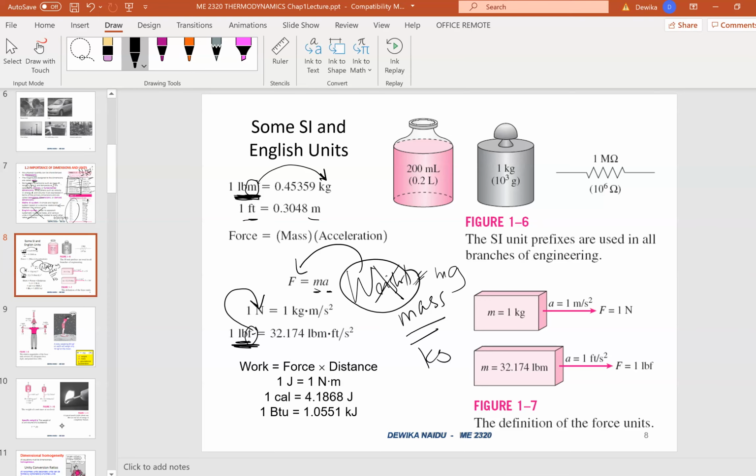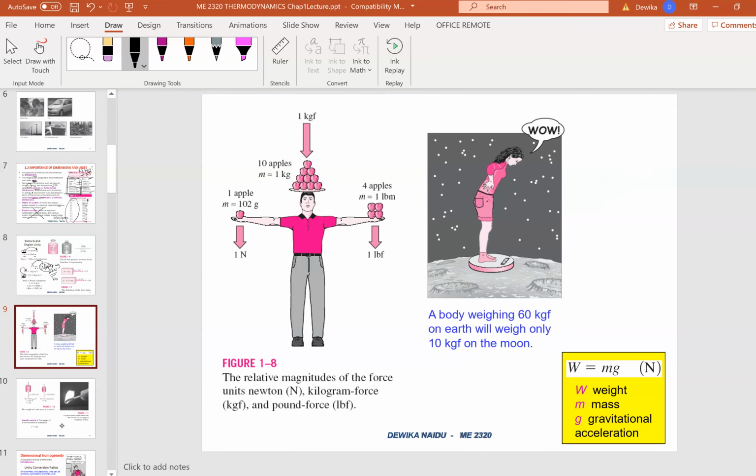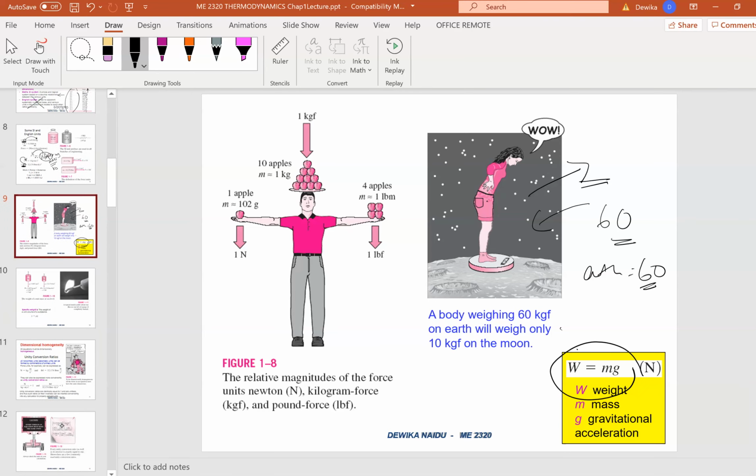So feet, the equivalent is 0.3048 meter. Now coming back to weight, remember what I told you. If your mass is 60 on the moon, on earth your mass will also be 60. The only thing that changes is the weight. Your weight on the moon will be much less compared to your weight on earth, because weight is mass times gravity. It's influenced by the gravity.